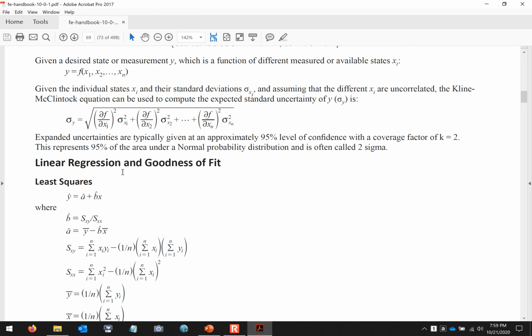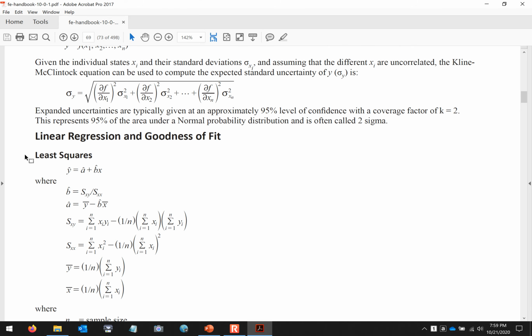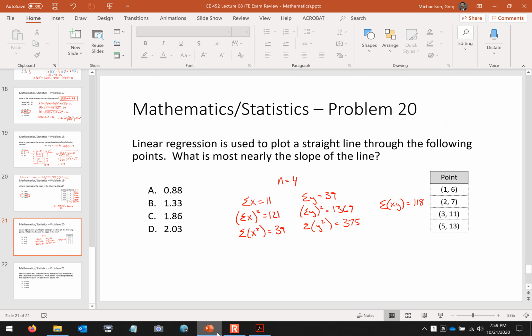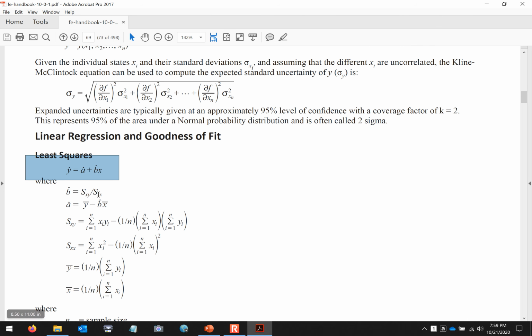Okay. So linear regression, we're using the model y equals a plus bx. And so what are we after in this problem? Let's go back to the problem. The problem is asking for the slope of the line. So really we're looking for this b hat term. Okay. So what is b hat? Sxy over Sxx.